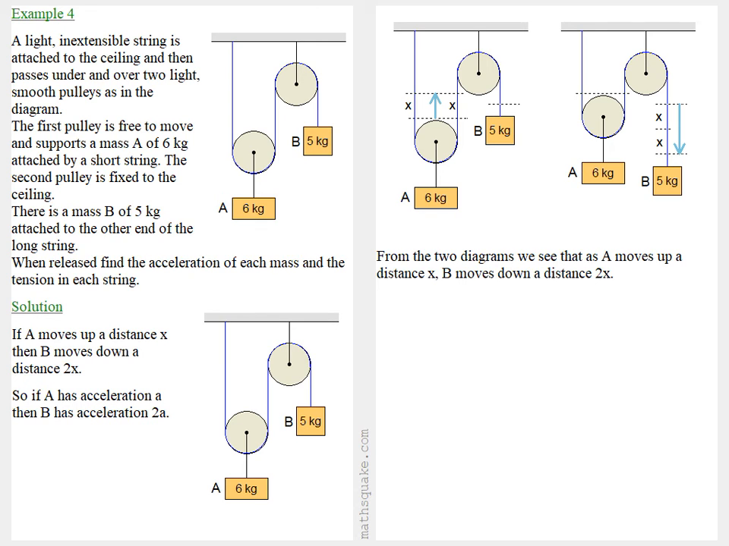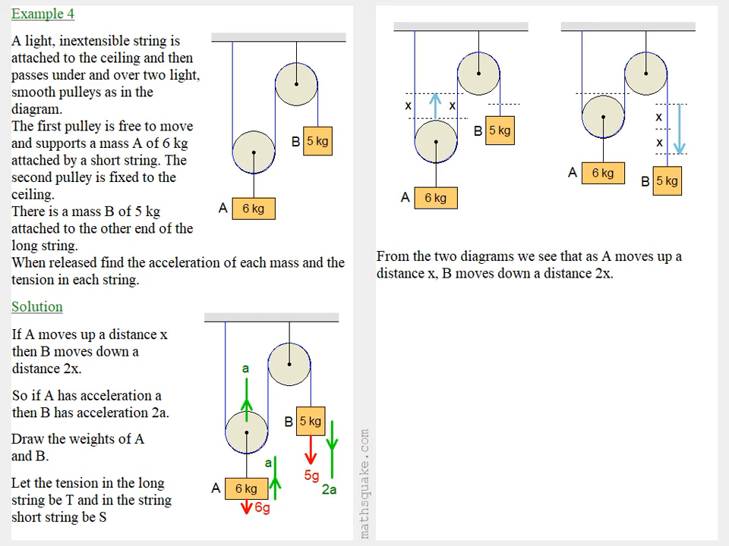If A has an acceleration of a up, then B will have an acceleration of 2a down. Now show the weights of A, which is 6g, and B, which is 5g. Let the tension in the short string be S, and in the long string be T.